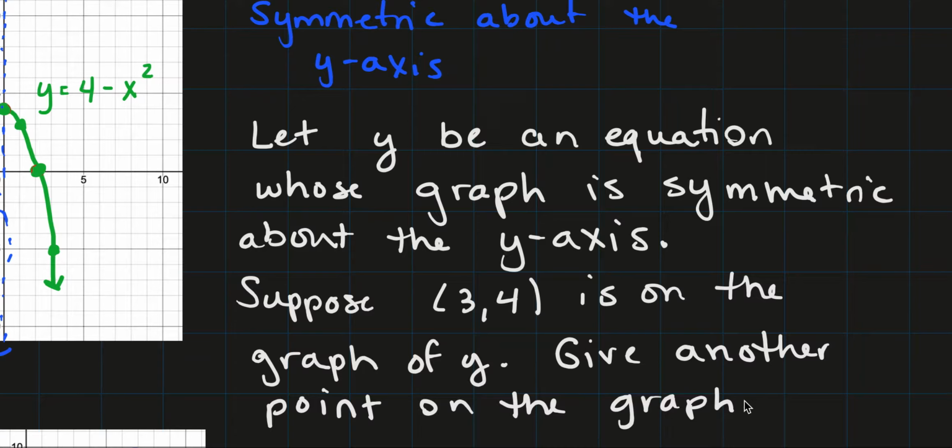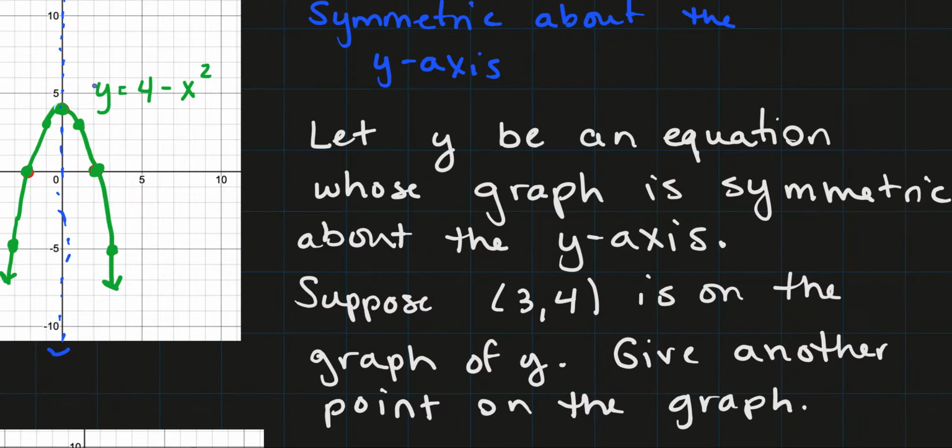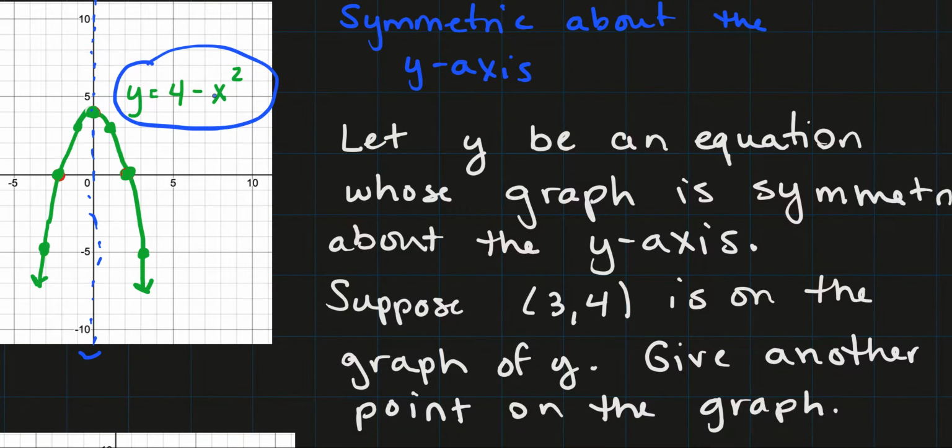So what did I say about the function? If we plug in negative x, we're going to get the same equation. Like this problem here, when we had y is equal to 4 minus x squared. If I know a point on the graph, like let's say on this one, if I plug in 1, for example, I get 4 minus 1 squared, which is 3.